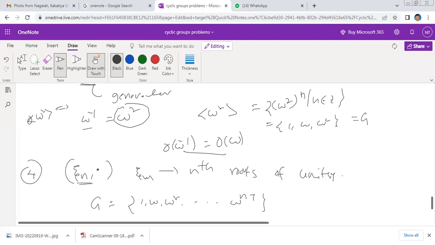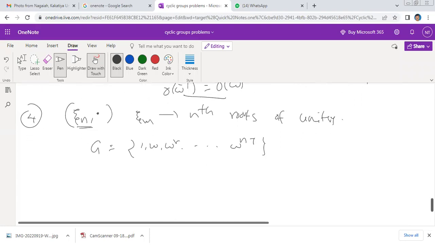Omega square is a generator if and only if GCD of 2 and 3 is equal to 1. Am I right? This is a shortcut formula. If 2 is the power of omega and 3 is the order of the group, and the GCD of the order of the group and this power is 1, then omega to the power of 2 is a generator. In general, I am saying this. I repeat once again.